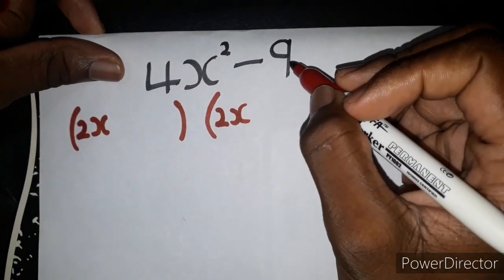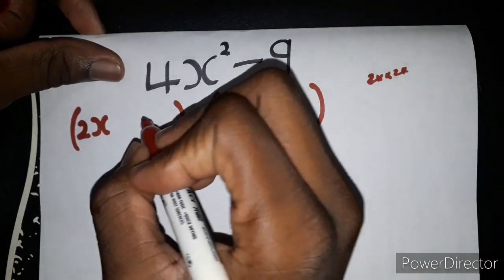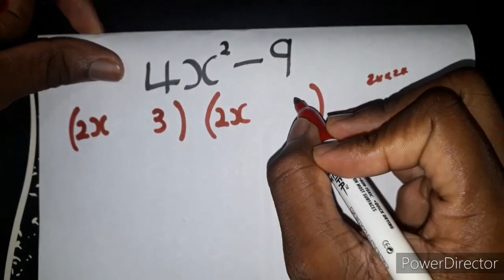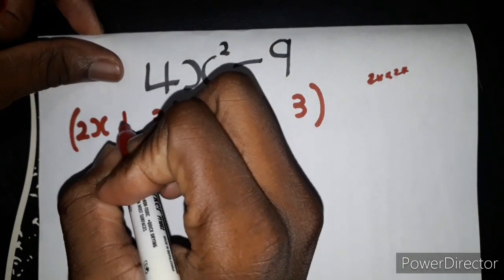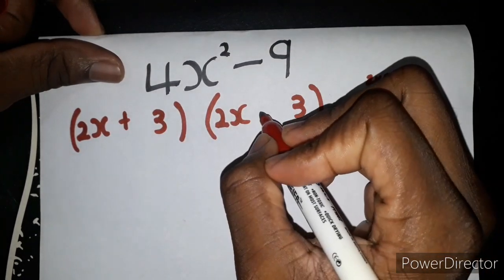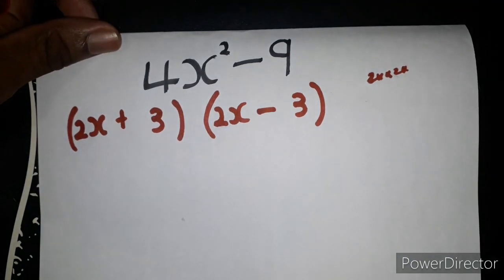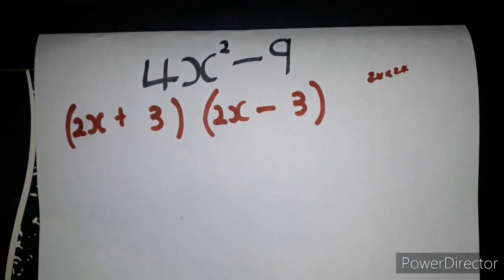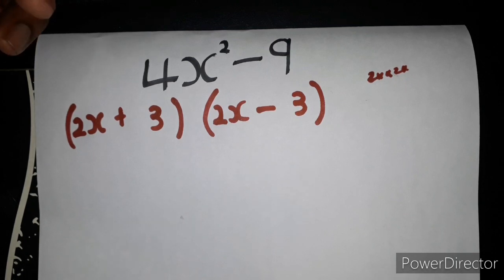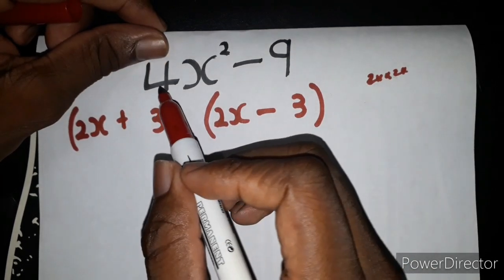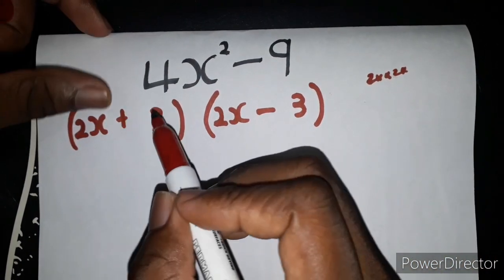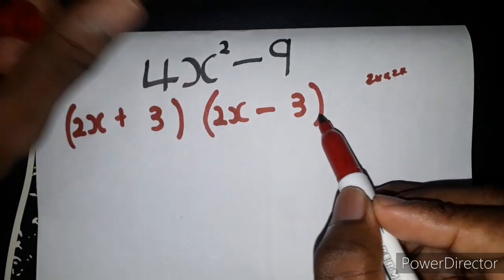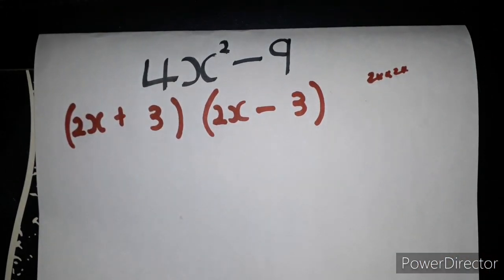And what is the square root of 9? That will be 3, right? So you put a 3 here, and a 3 here. And in one bracket you put plus, and in the other bracket you put minus. And that is how you factorize using the difference of two squares. As simple as that. You find the square root of these two perfect square numbers, and you add them in one bracket and subtract them in the other bracket. And that is basically it.